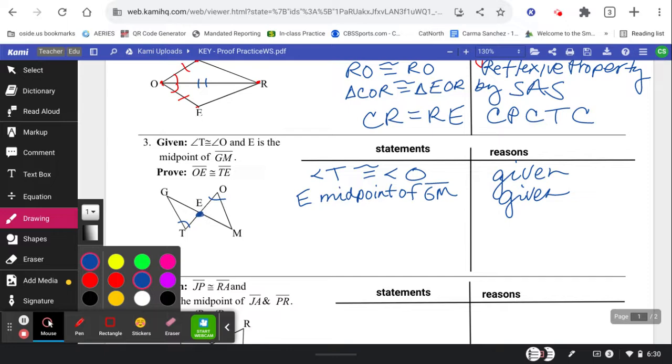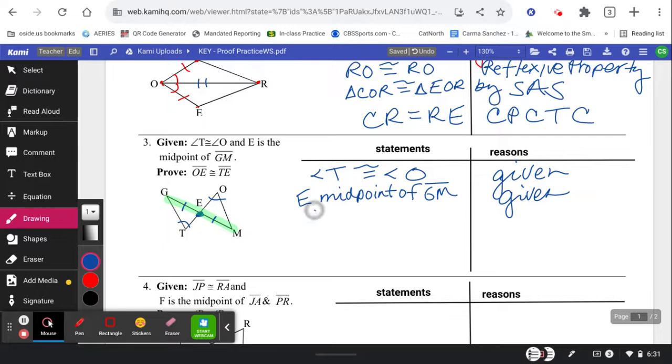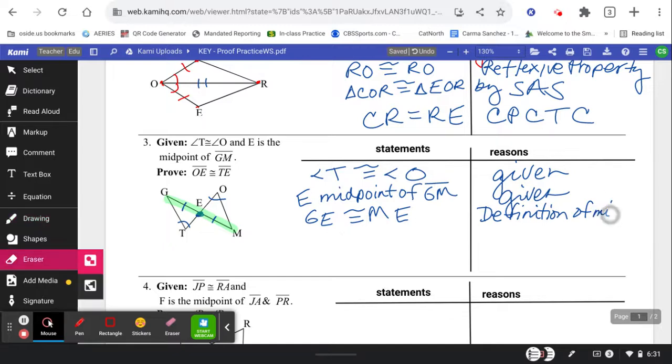What do I know from midpoint? If E is the midpoint of GM, midpoint means middle, means that these two little sides are equal. So from this midpoint one, I can say that side GE is congruent to side ME. And the reason for that is definition of midpoint. Okay, that's all that was given to me.